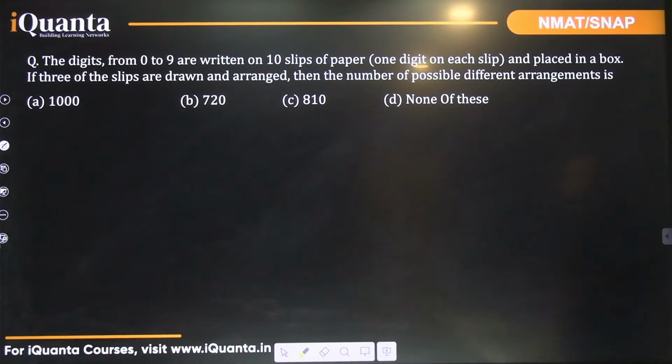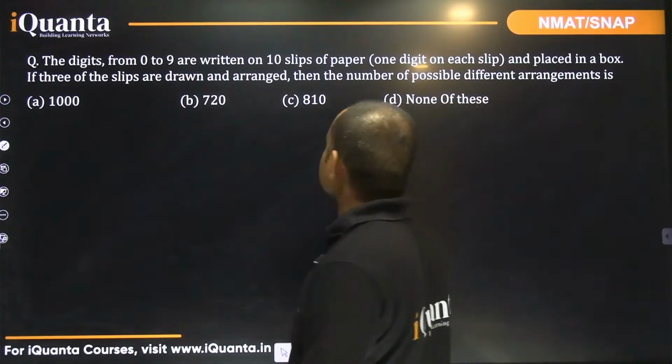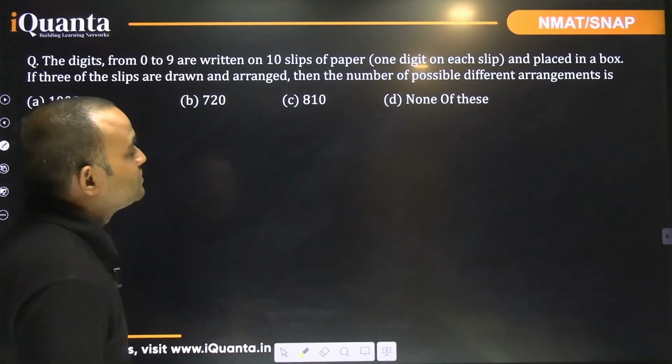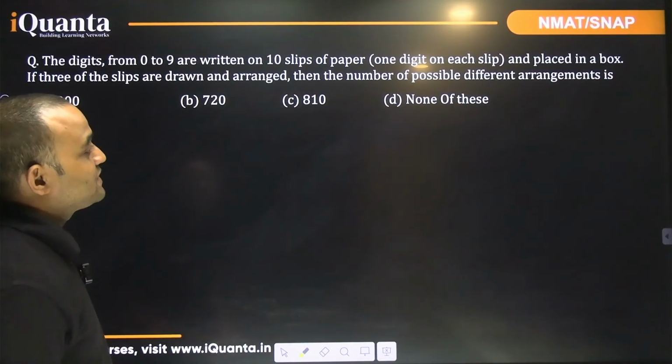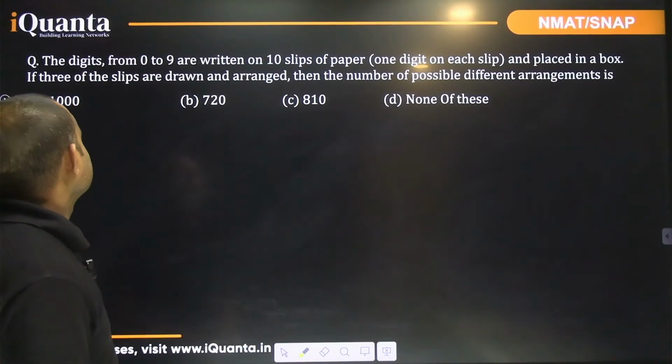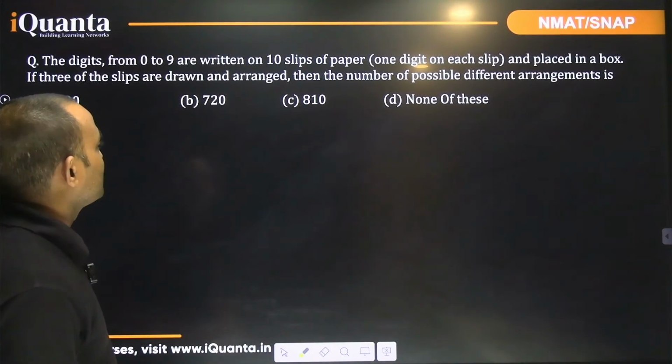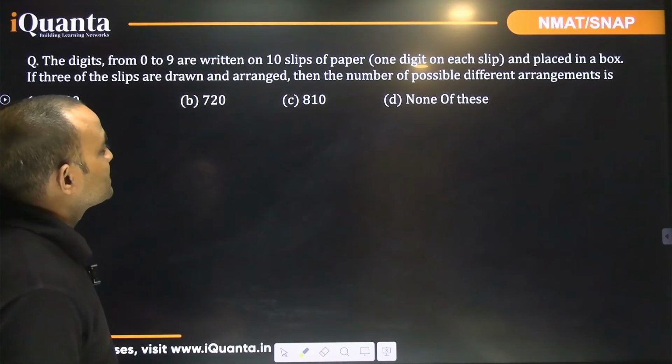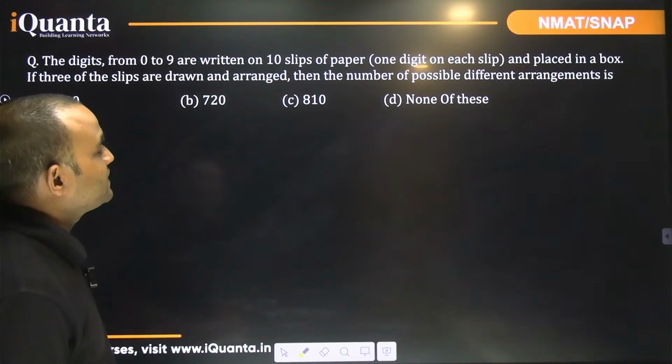Let's try the next question. The digits from 0 to 9 are written on 10 slips of paper, one digit on each slip, and placed in a box. If 3 of the slips are drawn and arranged, then the number of possible different arrangements is.